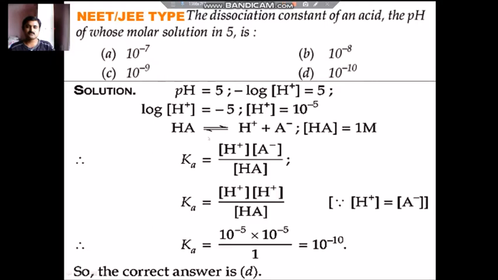The acid HA, if you assume it dissociates into H plus and A minus, HA concentration will be 1 molar because in the question a molar solution is given. And from this equilibrium reaction equation, Ka can be written as H plus concentration into A minus concentration by HA concentration. As H plus concentration and A minus concentration are the same, in this equation if you substitute 10 power minus 5 and 10 power minus 5 by 1, it will become 10 power minus 10. So the correct answer of this question is option D. Okay.